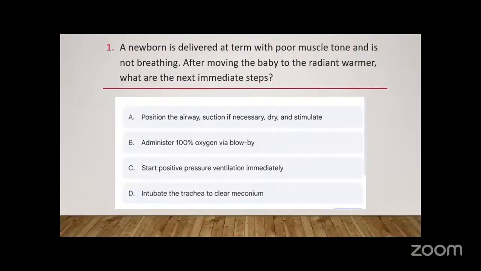A is correct. After the baby is born and you have warmed the baby, the next thing you do is position the airway, suction if necessary, dry and warm. Don't forget the dry, warm air rule.